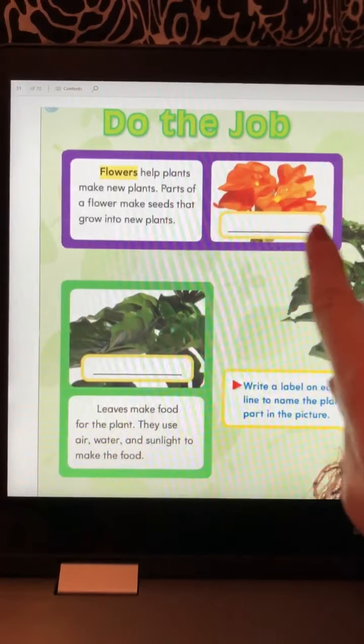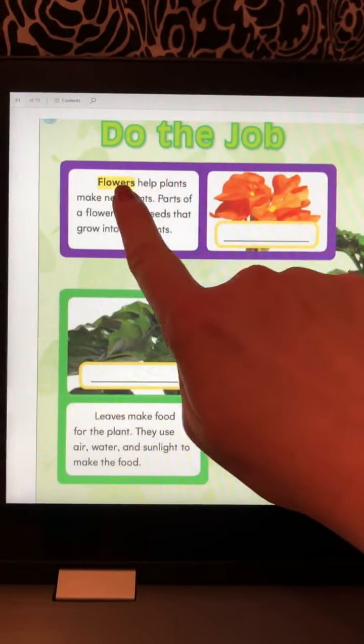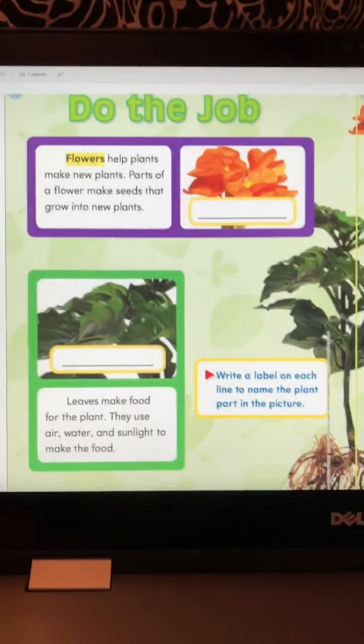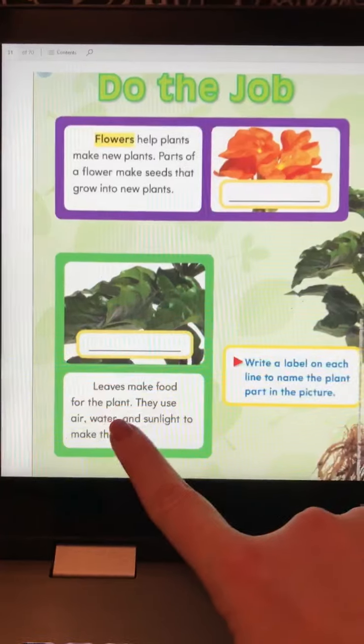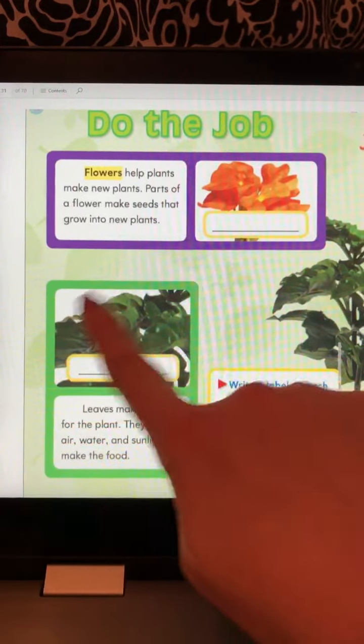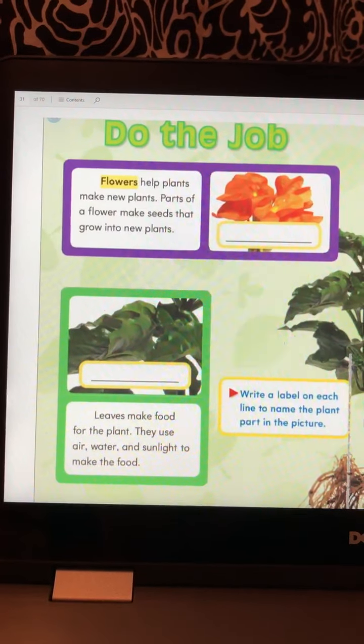So in this blank right here, you would write the word flower. So you're almost writing like a little label. So that word would just go right in there in that box. Down here, we have, think about what those are. What do those look like?